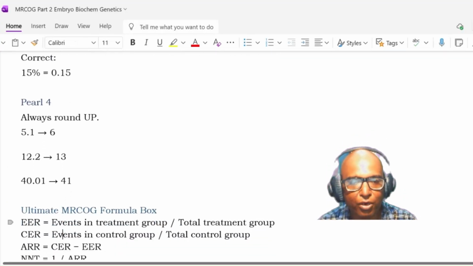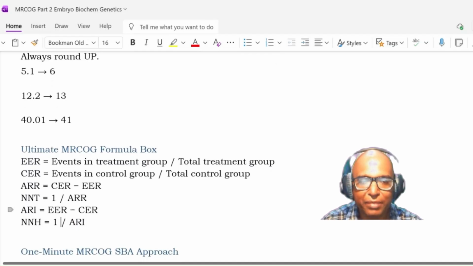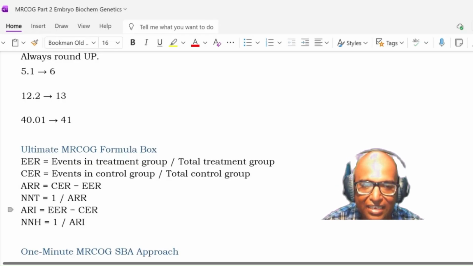So ultimate formula, what we should keep in mind, EER is the events in the treatment group divided by total treatment group. Then CER equal to events in the control group divided by total control group. ARR is equal to CER minus EER, that is control event rate minus experimental event rate. So NNT is equal to 1 upon ARR. ARI is the experimental event rate minus control event rate. Okay, so NNH, number needed to harm, is 1 upon ARI.